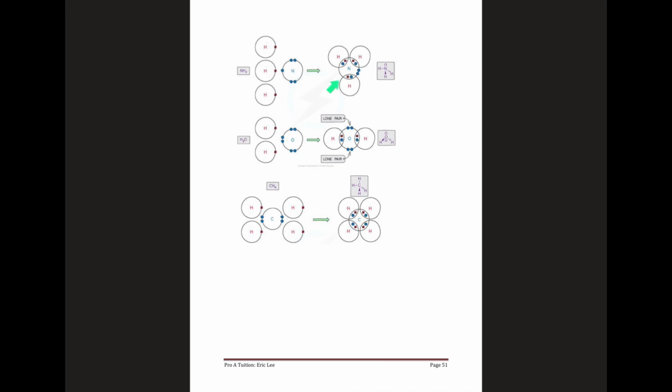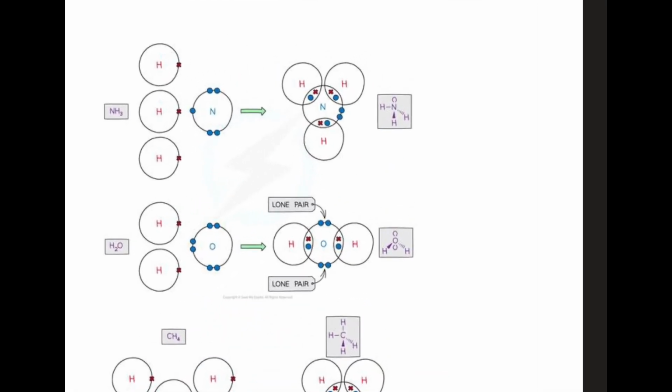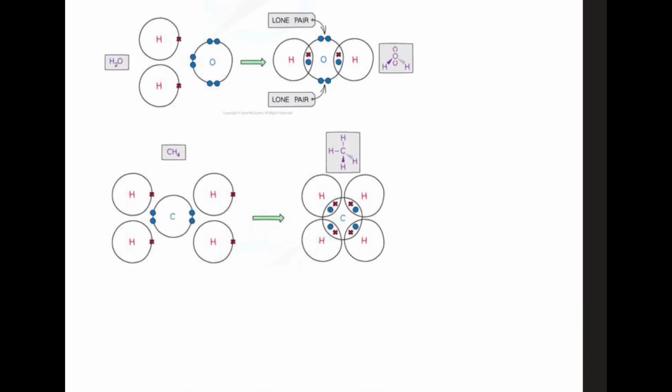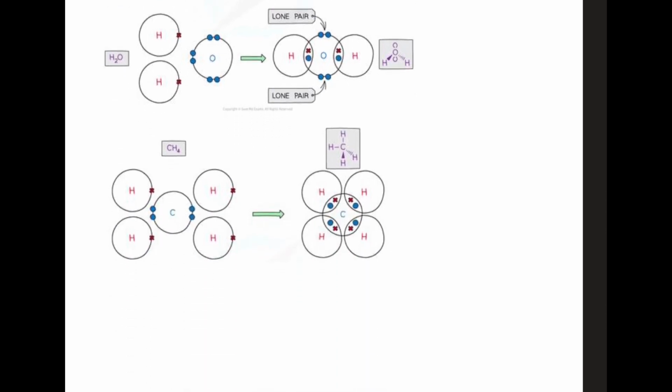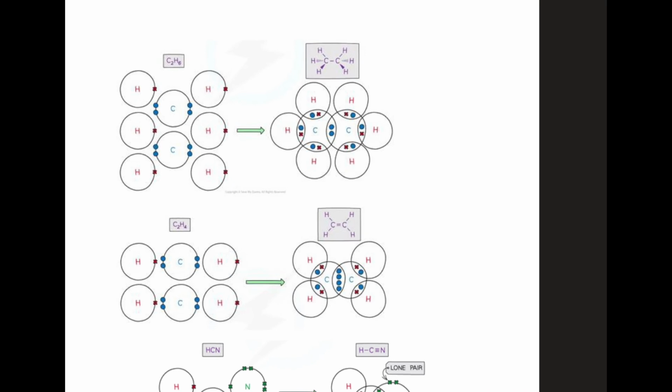Okay, and more pictures. So you can see ammonia. Okay, this is ammonia with a lone pair here, and then this is water, H2O, and then this is methane. Methane is CH4. All these are covalent, and they show more covalent bonds, covalent molecules.